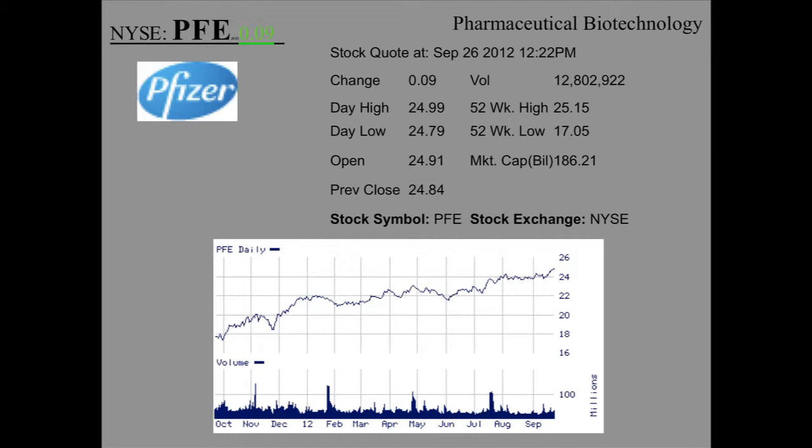This was what Pfizer looked like today at 12:22. Pfizer is traded on the New York Stock Exchange at PFE. That's its stock ticker designation. And here you can see how Pfizer stock has performed over that same period of time. By the way, when you do this, pay attention to the numbers on the side of that graph.